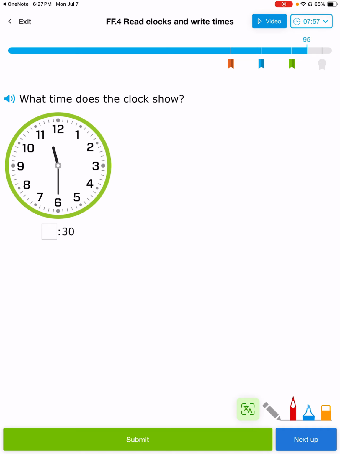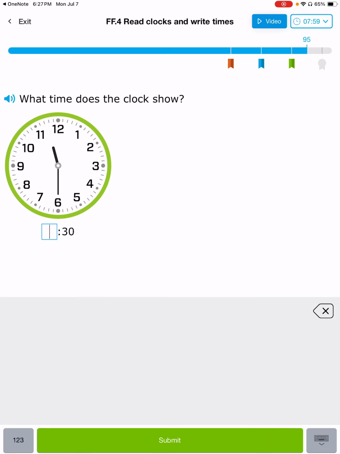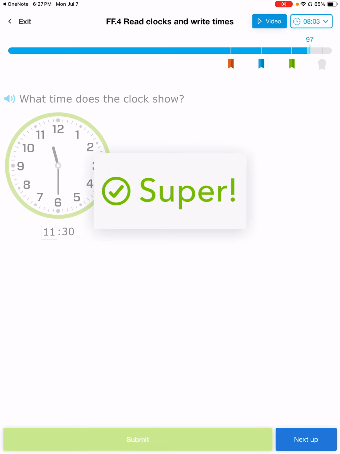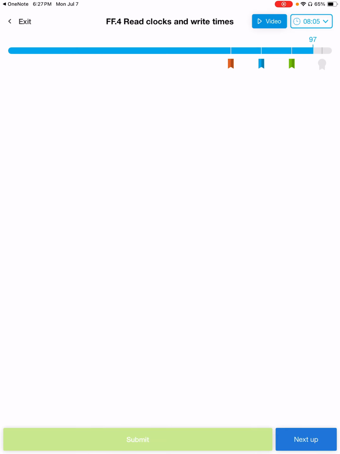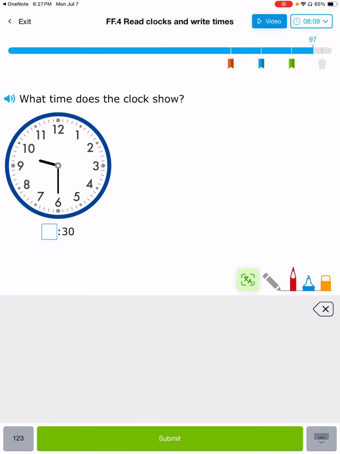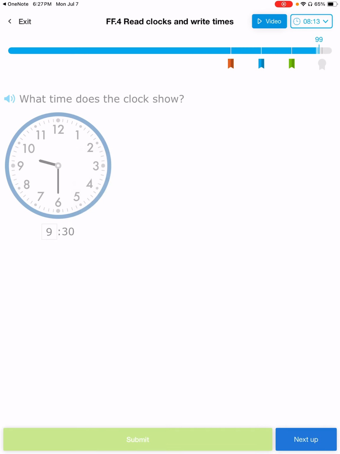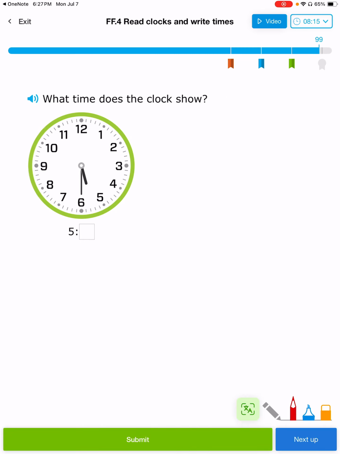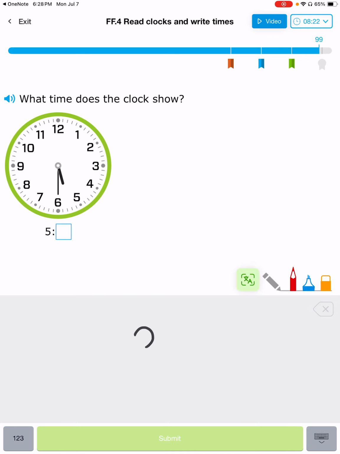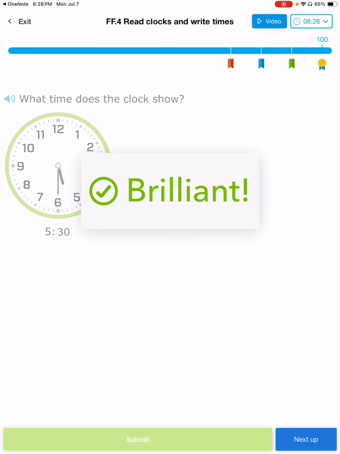What time does the clock show? It is 11 o'clock. No, 11:30. It is 9:30. Now, last one. What time does the clock show? It is 5:30. Brilliant.